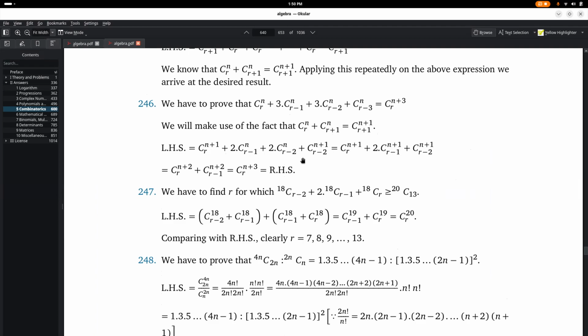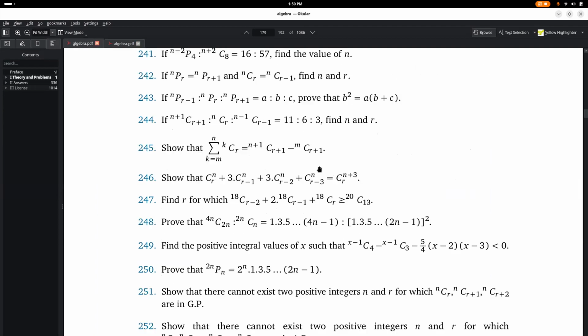We add the middle terms. Once we have that, we take one of the middle term and add it with this. So we get (n+2)Cr, and we take one of this and add with this. So we get (n+2)C(r-1). Then we finally add these two, we get (n+3)Cr.